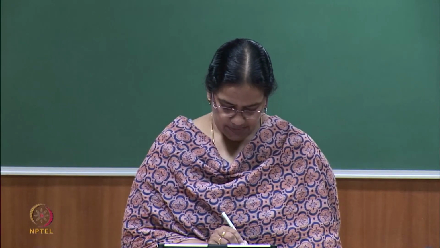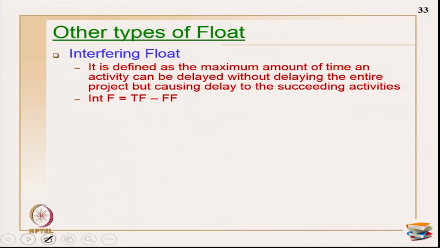Now, what are the other types of floats in the CPM network? The next one is interfering float. These are not much used, but there are other types also. It is defined as the maximum amount of time an activity can be delayed without delaying the entire project, but causing a delay to succeeding activities.